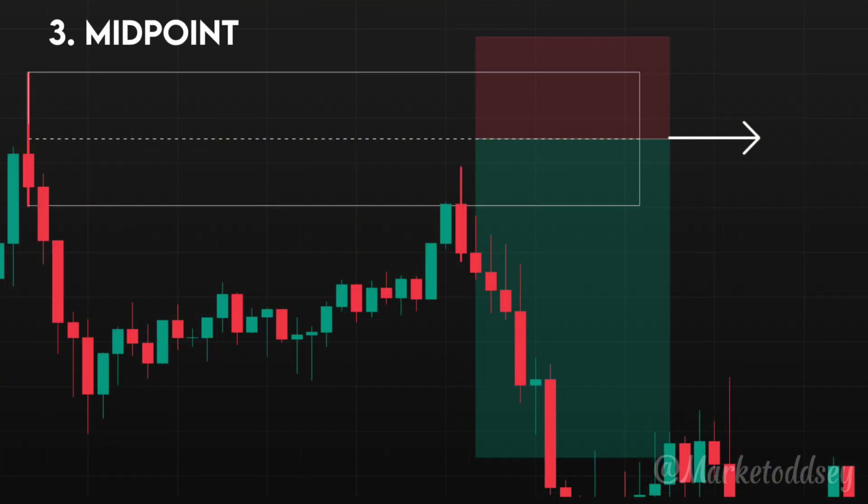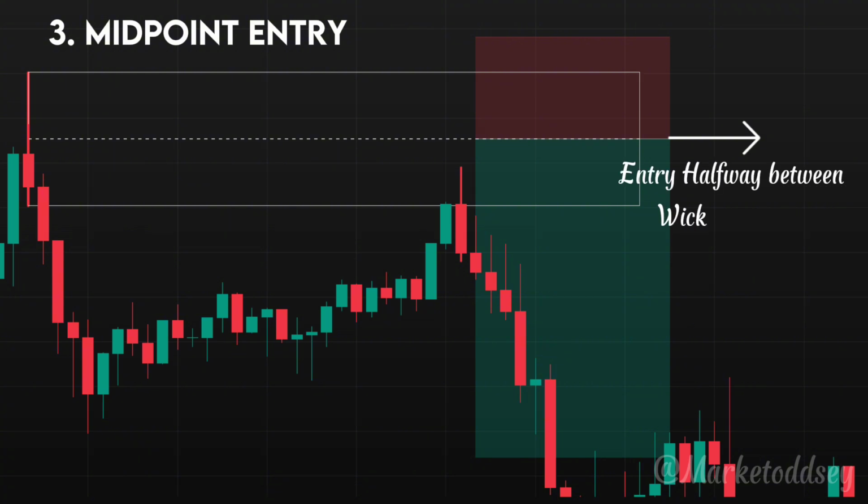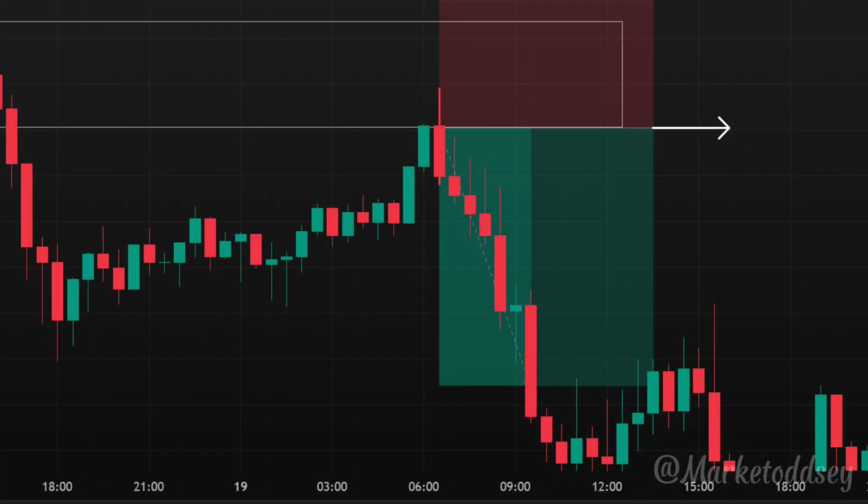3. Midpoint entry. Split the difference. Enter halfway between the wick and body of the order block. Pros. Balances safety and profit potential. Popular among experienced traders.